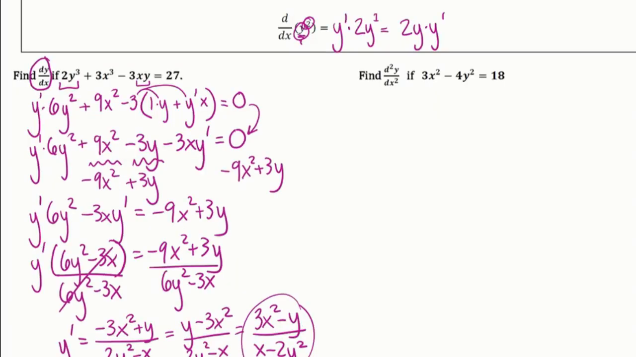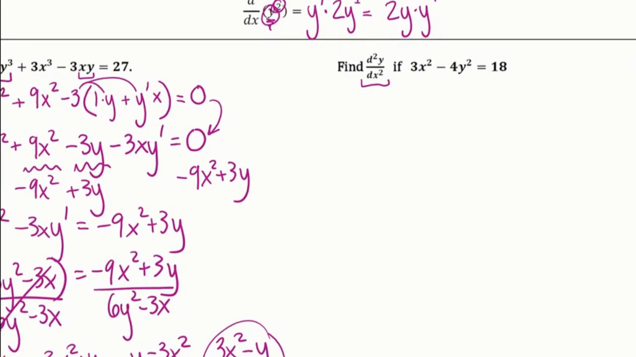Okay, now for the second example, you should recognize this notation. We're finding the second derivative. So that's just the derivative of the derivative. So I'm going to find the derivative first. The derivative of 3x squared is 6x.